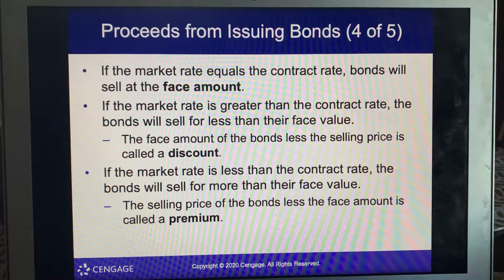Proceeds from issuing bonds. If the market rate equals the contract rate, bonds will sell at the face amount. If the market rate is greater than the contract rate, the bonds will sell for less than their face value. The face amount of the bonds less the selling price is called a discount. If the market rate is less than the contract rate, the bonds will sell for more than their face value. The selling price of the bonds less the face amount is called a premium. So this is the text that I was talking about.